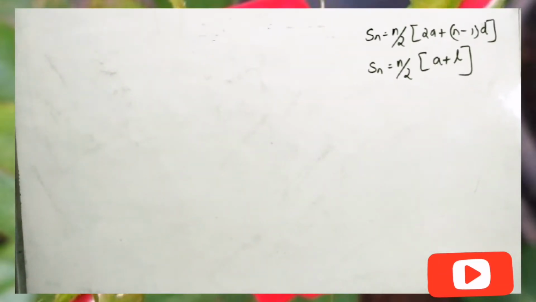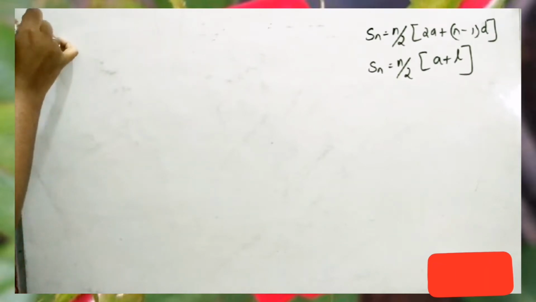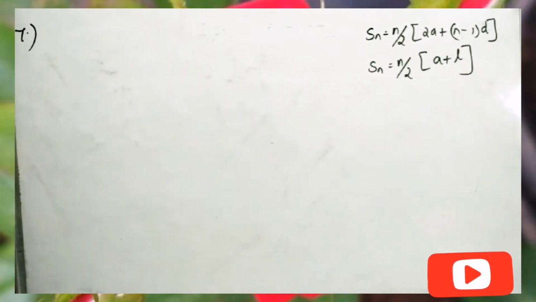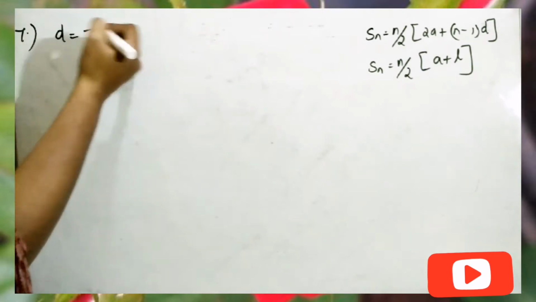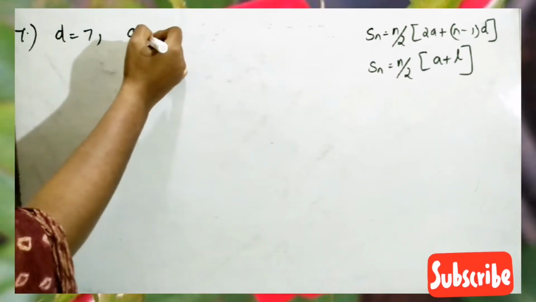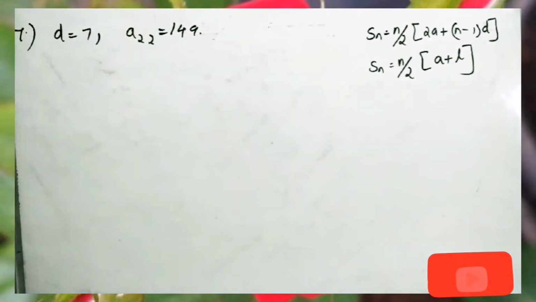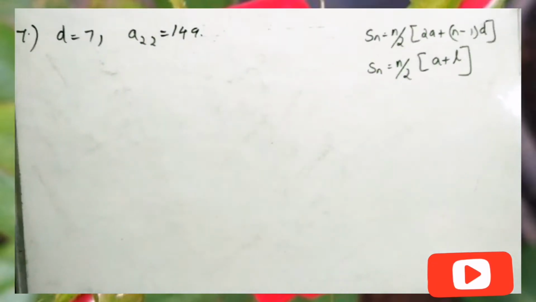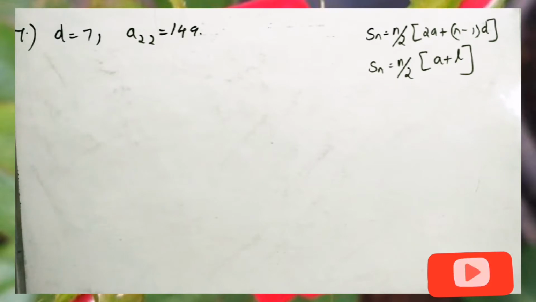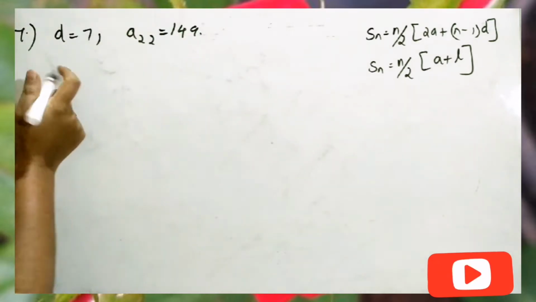Today we are going to continue exercise 5.3, seventh question. Find the sum of first 22 terms of an AP in which D equal to 7, 22nd term is equal to 149. We need to find the sum of first 22 terms of an AP in that D is given and 22nd term is also given. Then A22 is equal to 149.